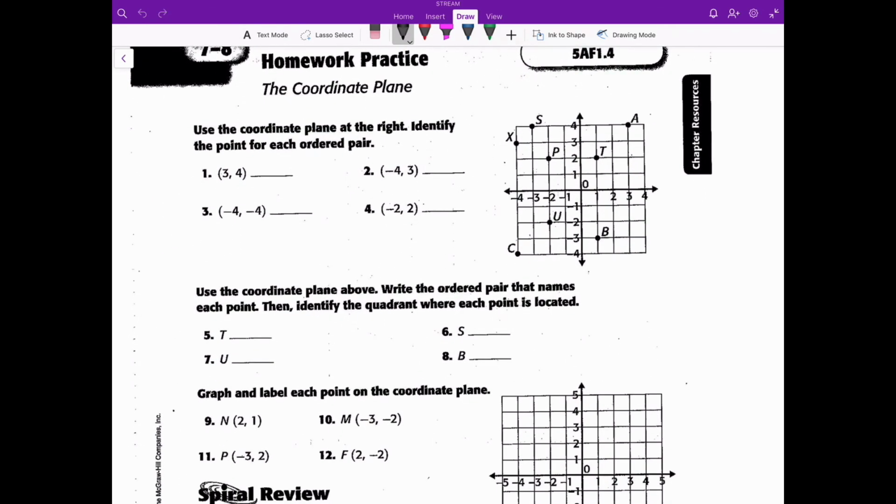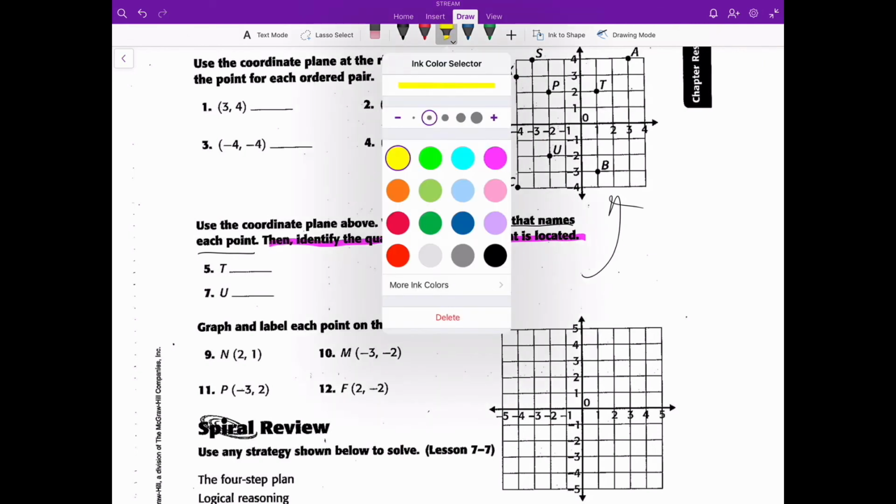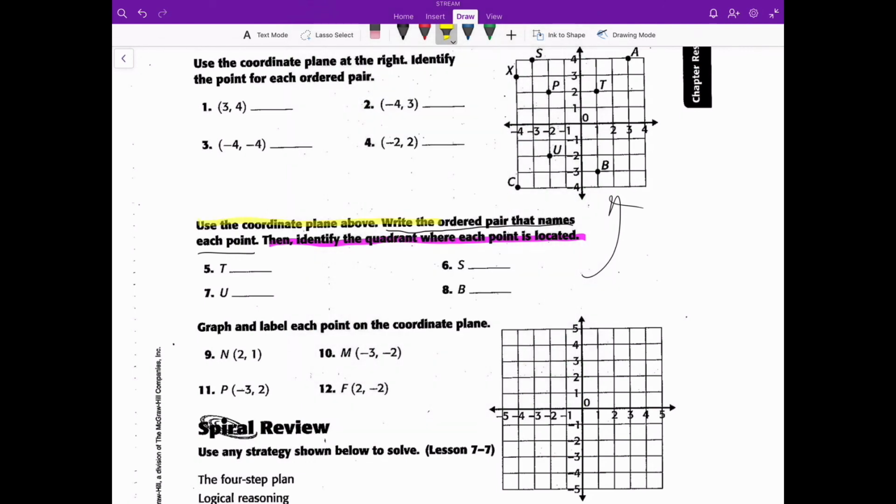You will see that for the numbers 1 through 4, you're going to use the coordinate grids to the right. So here it is to the right. And then you're going to identify the point for each ordered pair. So you're going to give me a letter for each one of those. Okay. Then you're going to use the same graph, and you're going to give me not only the ordered pair, but then you're also going to give me the quadrant. So there are 2 answers there that you need to give. Don't just do one. You do both to get credit.